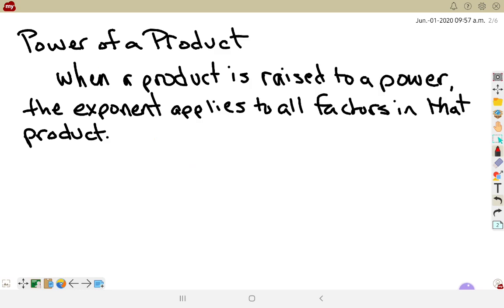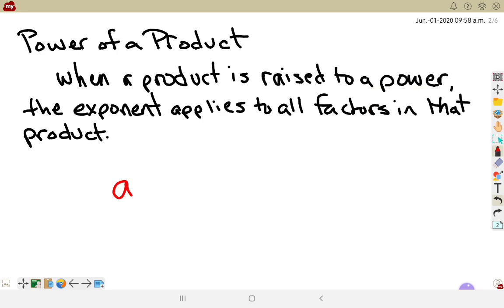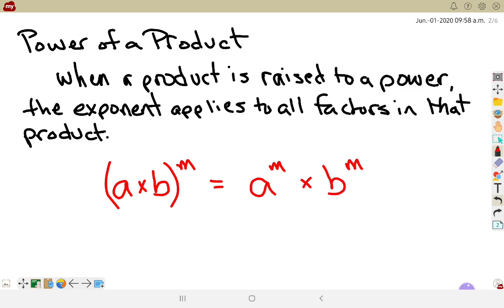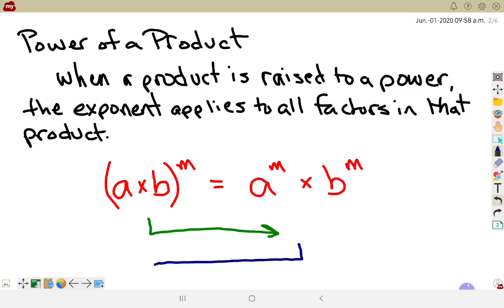So this one we have power of a product, and it's when a product is raised to a power, the exponent applies to all factors in that product. Okay, so if I have a product, A times B, and I raise that to an exponent of M, that exponent M will go onto both factors in my product. Okay, now the key to remember is exponents, these laws, because of the equal sign. Normally, we always think of working from left to right, but we are also allowed to go from right to left. Okay, keep that in mind when you go through your assignment this week.